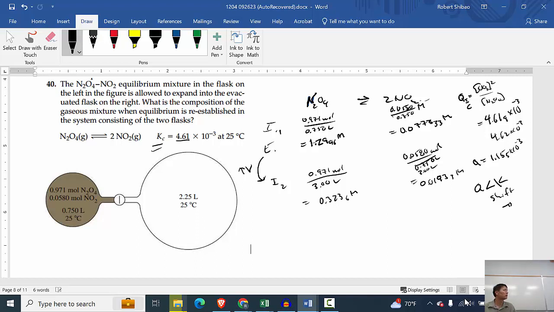Well, that's what we predicted based on our qualitative analysis of this. Increasing volume favors this side with more moles of gas. But what we're going to do now is we're going to do this quantitatively. And so what we're going to do is we're going to have our initial 2, then we're going to have a change. It's going to shift right. So this is going to be minus x molar. This is going to be plus 2x molar. And so therefore at equilibrium, I'm going to have 0.3236 minus x. And this is going to be 0.01933 plus 2x.